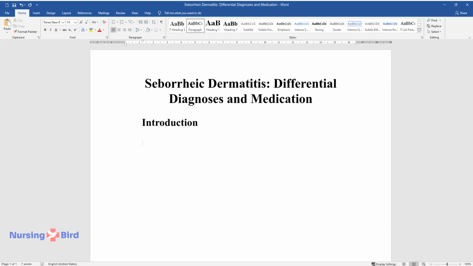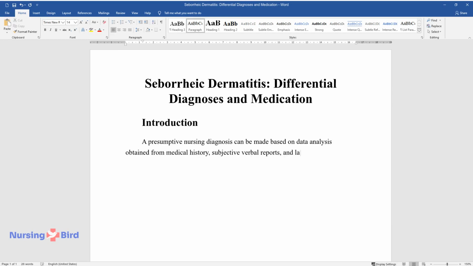Introduction. A presumptive nursing diagnosis can be made based on data analysis obtained from medical history, subjective verbal reports, and laboratory results. This paper aims to outline 3 initial differential diagnoses for a patient who presents with complaints of red, itchy skin areas.